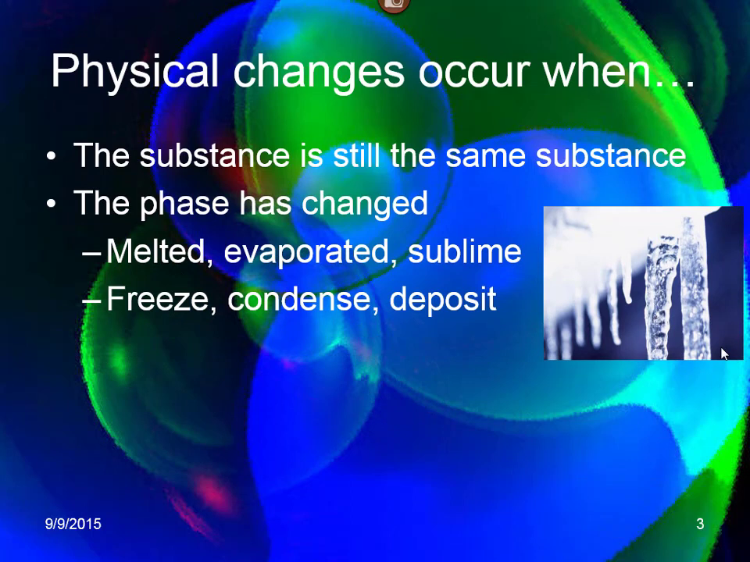And these are those 6 phase changes that we just listed together. You still have the same substance after the change is done. The only thing that you have changed is the phase or the form or the state of that substance. And these are those 6 phase changes that we need to know for our test on Friday. Melting, evaporating, subliming or sublimating, freezing, condensing, and depositing.